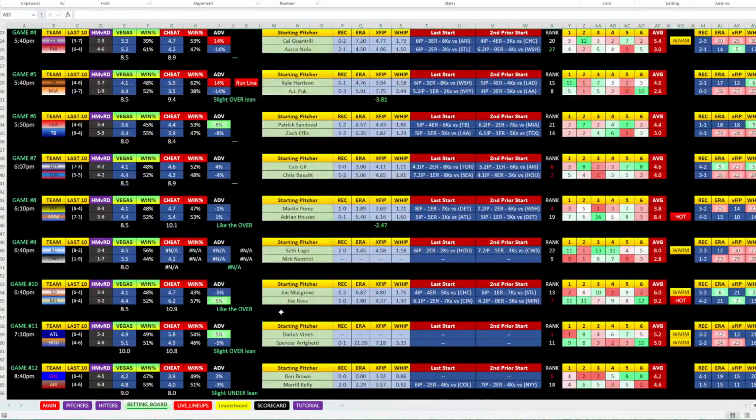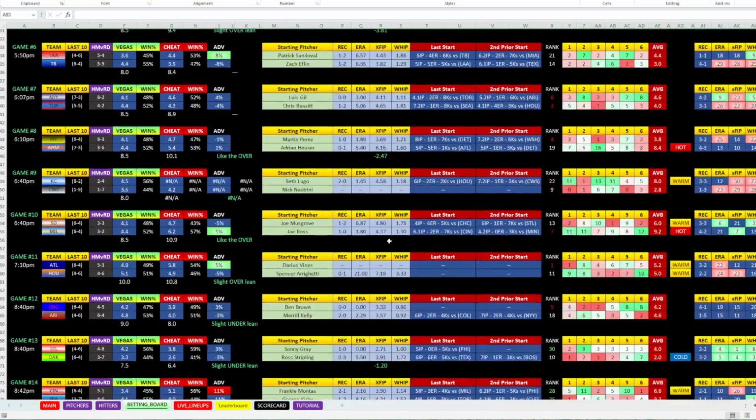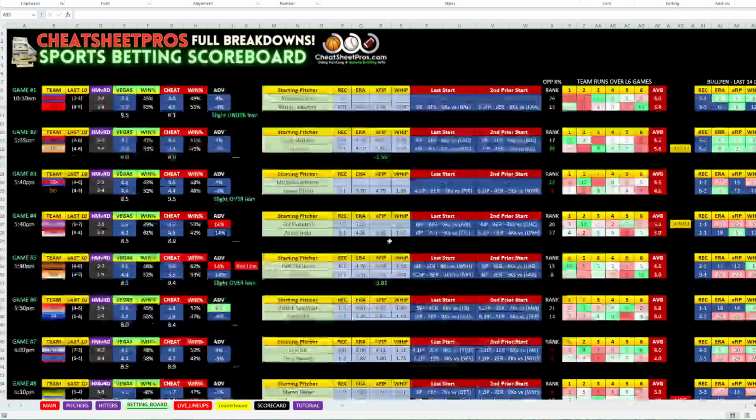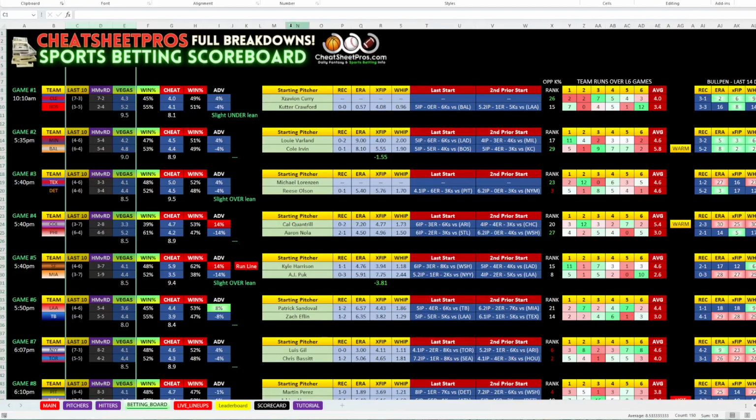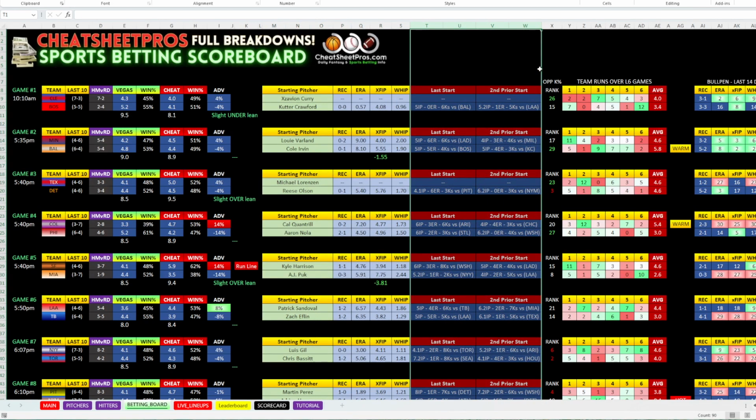But basically, taking a look at this, I start over here on the betting board and I scroll down and take a look at everything. This is going to give us a glimpse of Vegas records over here. We have the opponent pitcher stats and then their last two starts. I love seeing the game logs. That's one of my favorite things. The opponent K rate, if you're looking at props.